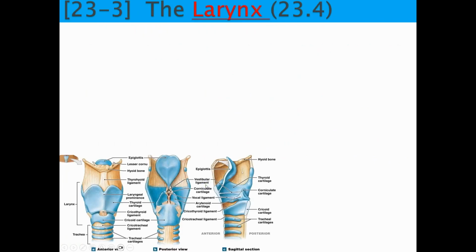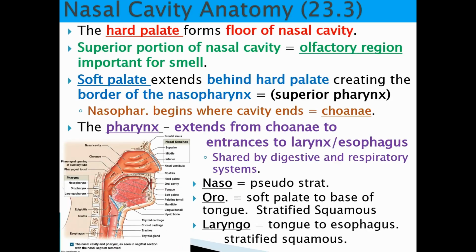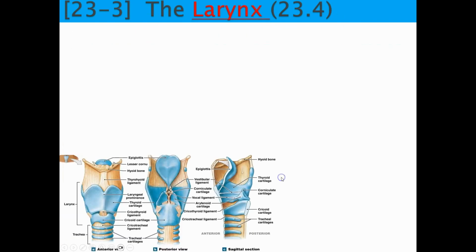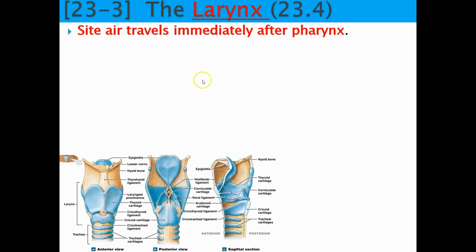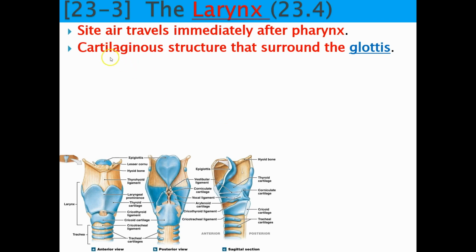All right, so let's get into now the larynx. So we're just moving right along. We did our passageway from essentially our nostrils to our nasal cavity through the choana or internal nares, through the pharynx, and now we're moving on to the larynx. The larynx is going to be the site where air travels immediately after the pharynx. But more importantly, you should note that the larynx is composed of cartilaginous structures. So we can see all these little blue structures are cartilage, and they're going to surround what's called the glottis. Okay, and the glottis is a narrow opening to the trachea.